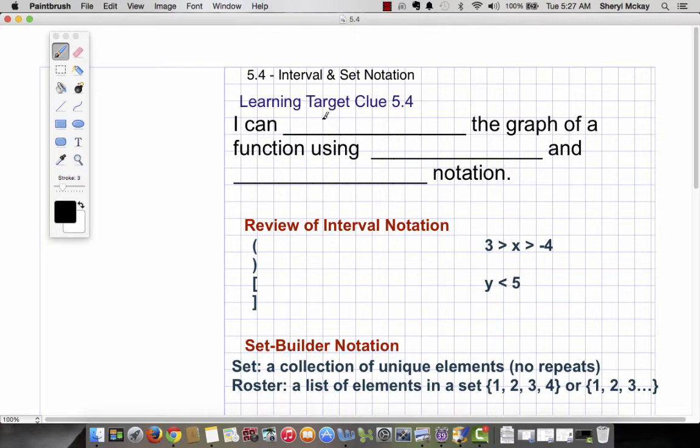So let's go ahead and start by writing, I can describe the graph of a function using interval and set notation. All right, so that's our learning target. I can describe the graph of a function using interval and set notation. So the first thing we're going to need to do is just review a little bit and then learn some set notation, and then we're going to practice describing graphs. Okay, so that's what we'll be doing.